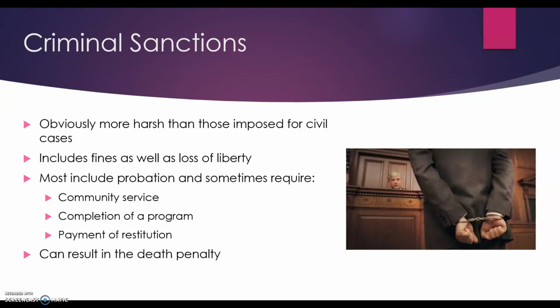So the punishment for a crime can include fines as well as loss of liberty, which would be imprisonment. Typically, and this is listed on this slide, they most often include probation, and sometimes they include community service, completion of some kind of a program. So if you are a person who has drug problems or whatever, you might have to go into drug rehab, or if you have anger issues, you might have to go into anger management, and then a payment of a fine. And like I said earlier, they can result in the death penalty.